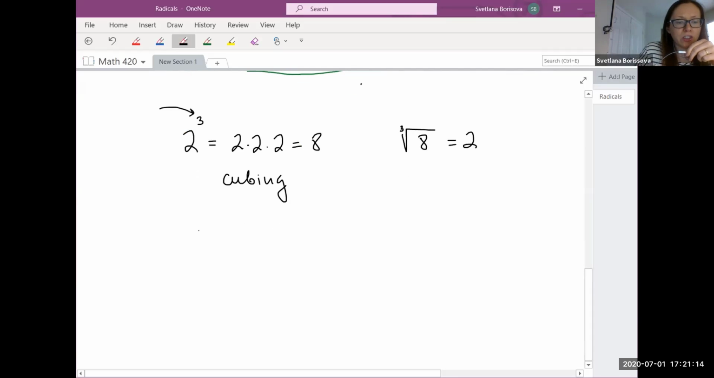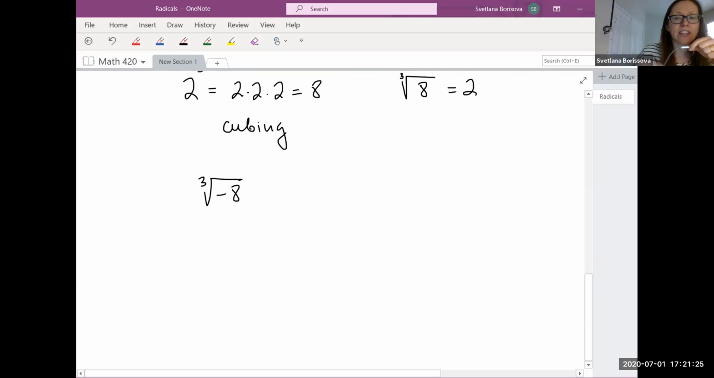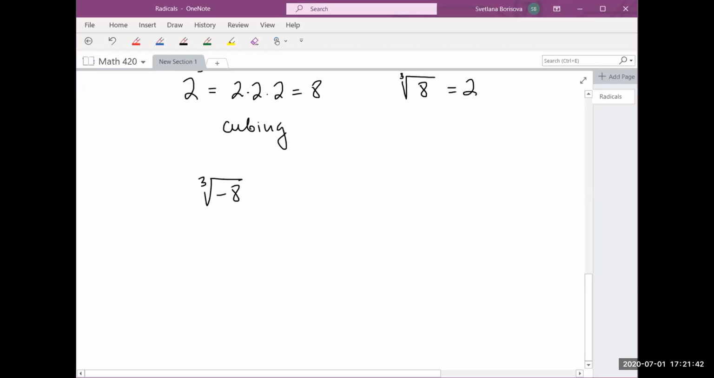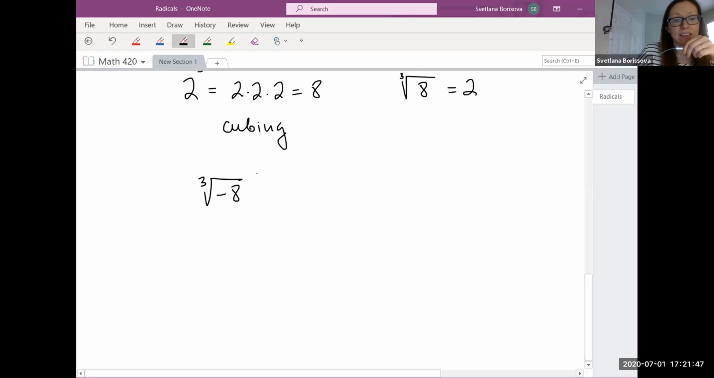How about the cube root of negative 8? Remember, there was a special situation with negatives, right? We had to be careful when we work with square roots. How about the cube root? The cube root of negative 8. What do you think? Is there an answer to that, or should we say it's not a real number? Is there a number such that when I cube it, or multiply it by itself 3 times, I get negative 8? Negative 2 on that one, because it's 3 times, right? Exactly. It's negative 2.